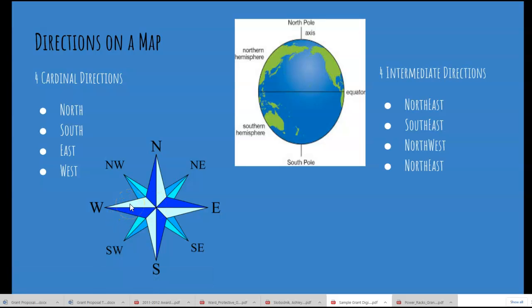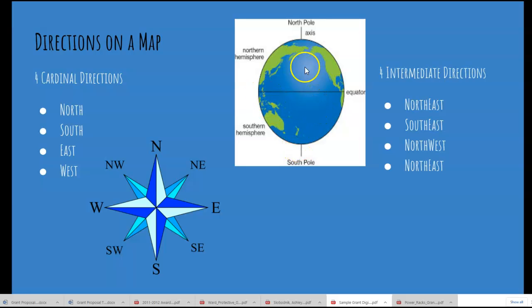The first thing we're going to start with is our 4 cardinal directions, so directions on a map. So here is our globe. And if I'm standing here on the equator and I'm facing the North Pole, I would be facing the north, which is here. My back would be facing the south. To the right of me would be east, and to the left would be west. These are called your cardinal directions, which is north, east, south, west.